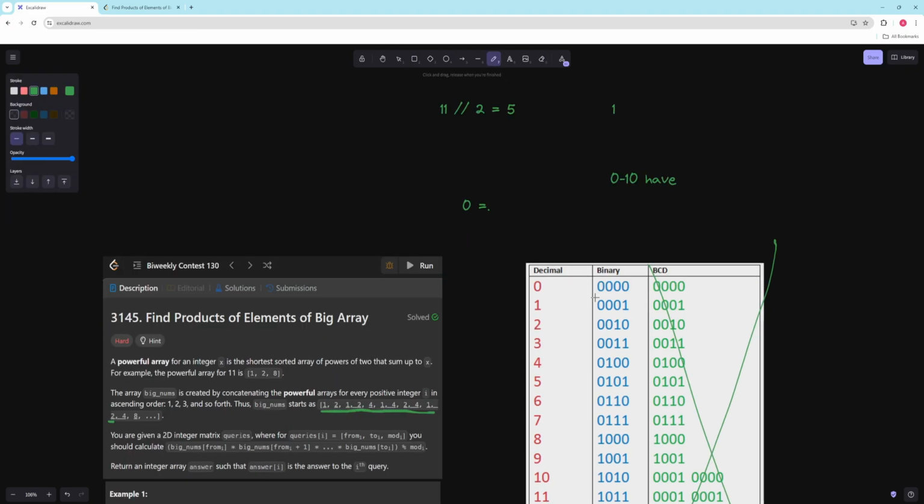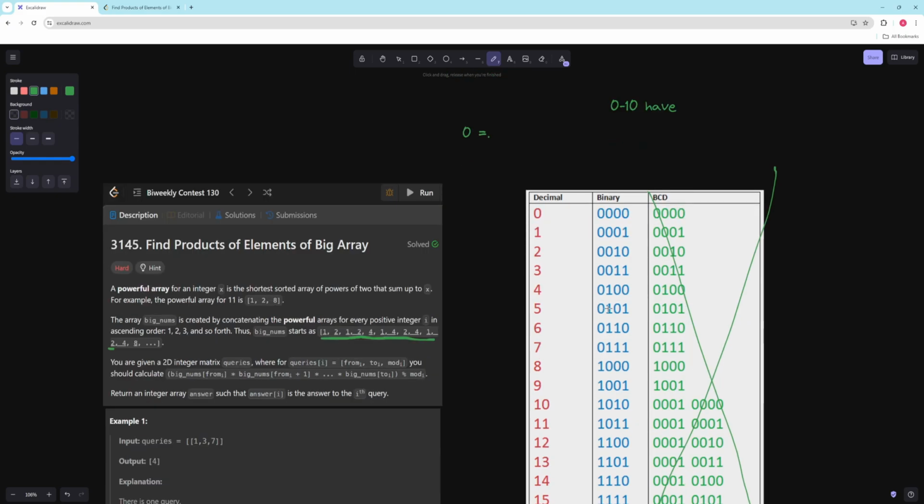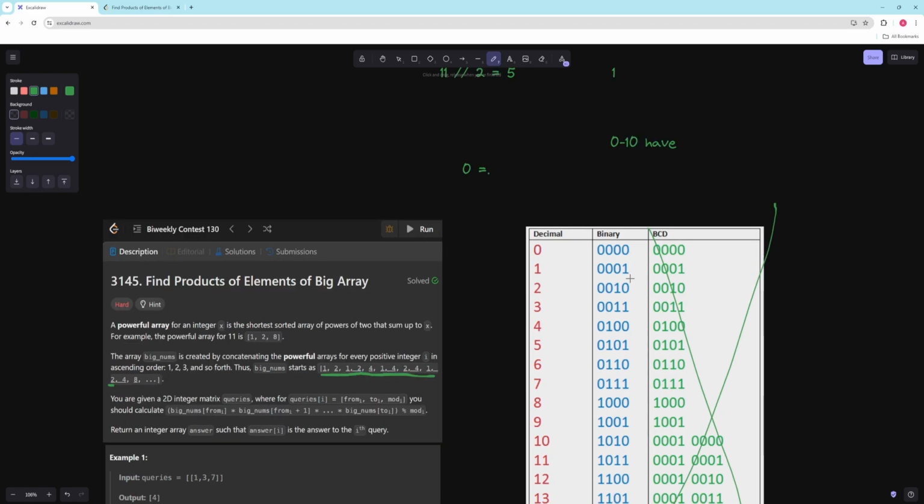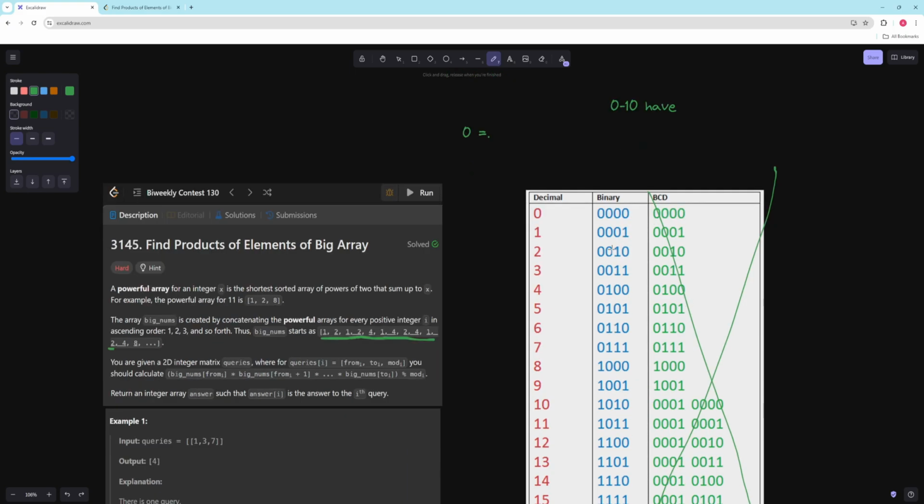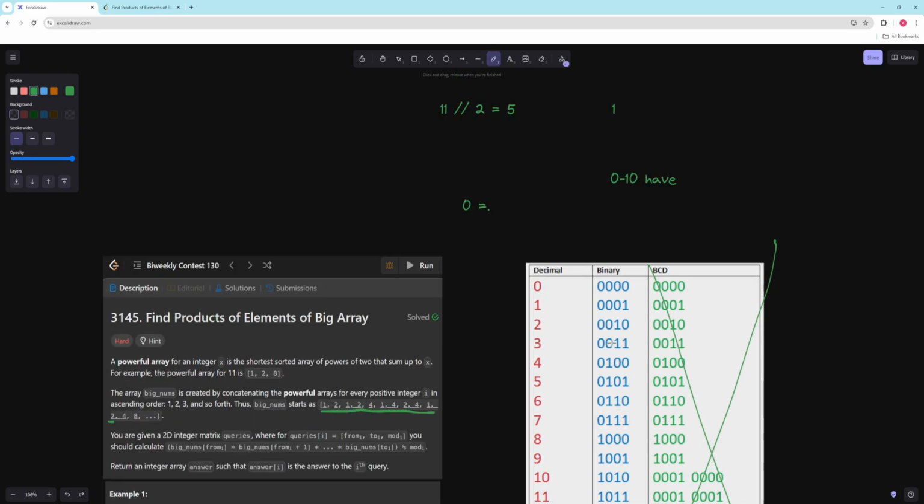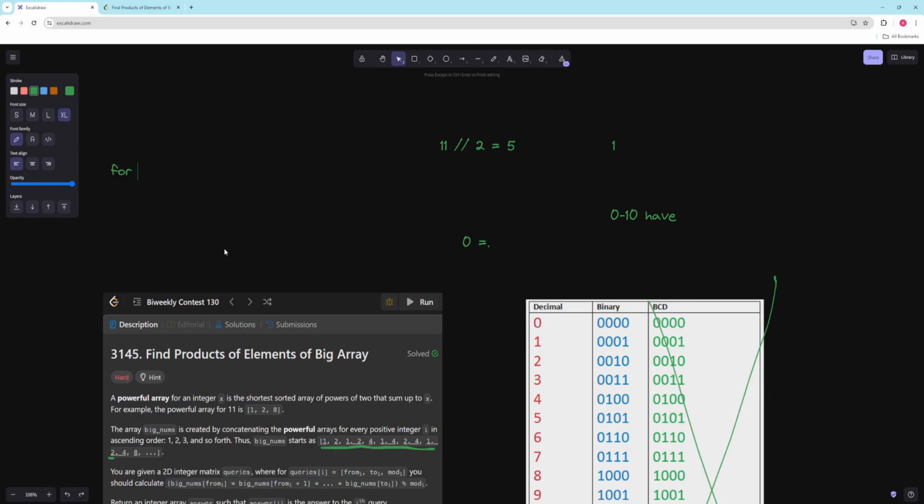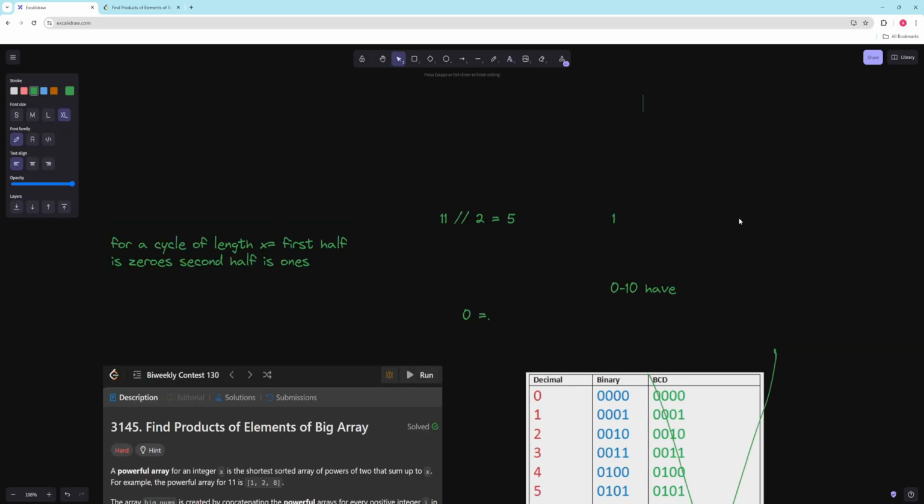And now notice that in every cycle, the first half of the cycle is zeros, and then the next half of the cycle is ones. So for example, in this cycle, the first half is zeros, the second half is ones. In the cycle 0, 0, 1, 1, the first half is zeros, the next is ones. Then in this next one, the first 4 are zeros, and the next 4 are ones, and so on. So we could say for a cycle of length x, first half is zeros, second half is ones. So we know for sure if we have complete cycles, we can basically break this down into complete cycles and extra.